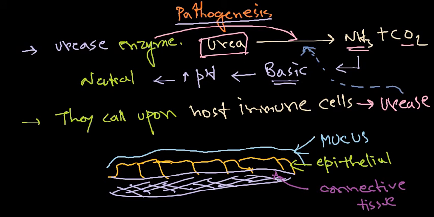Now what is going on is that the bacteria will come. So let me draw the bacteria. The bacteria will come and sit onto this mucus layer, and as they're sitting onto the mucus layer, they start to secrete that urease enzyme outside. So let's say this is the urease enzyme. Now this urease enzyme will convert urea into ammonia, but what they require is urea, right?